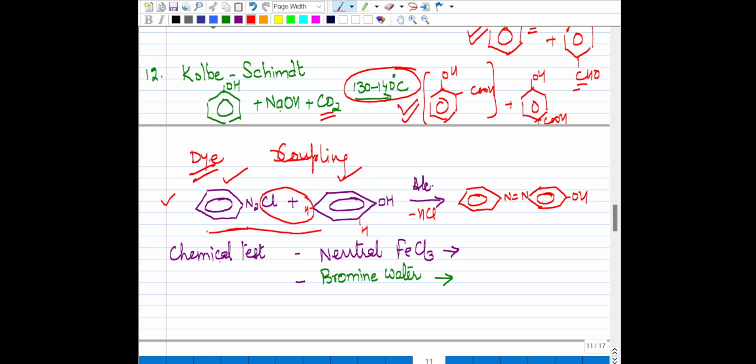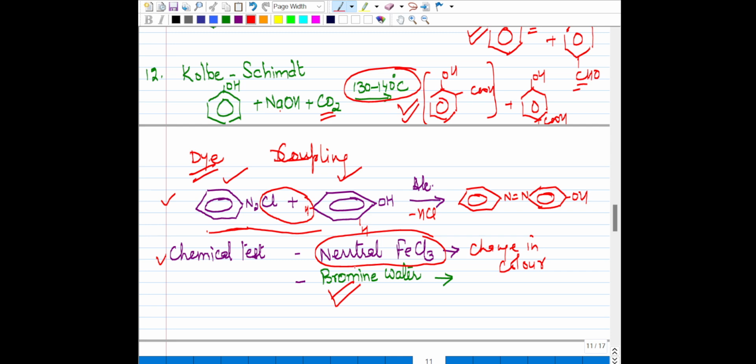Another important chemical test to identify phenol is neutral ferric chloride. So when phenol is treated with neutral ferric chloride or shaken well with neutral ferric chloride, there is always a change in color. Okay, then already we have done with bromine water also. Phenol gives a white color precipitate.